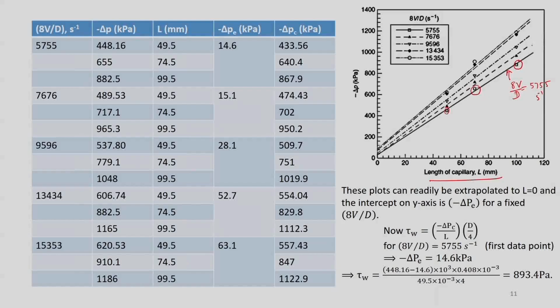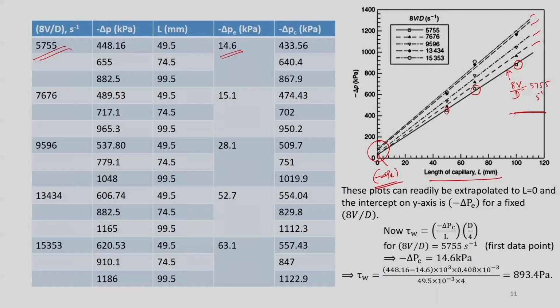Like that, for other values of 8V/D also you have to plot, and then all these lines you extrapolate to the L equals 0 line here. The corresponding intercepts are nothing but minus delta P E. So, from this intercept, for the first case when 8V/D is equal to 5755, minus delta P E is 14.6.